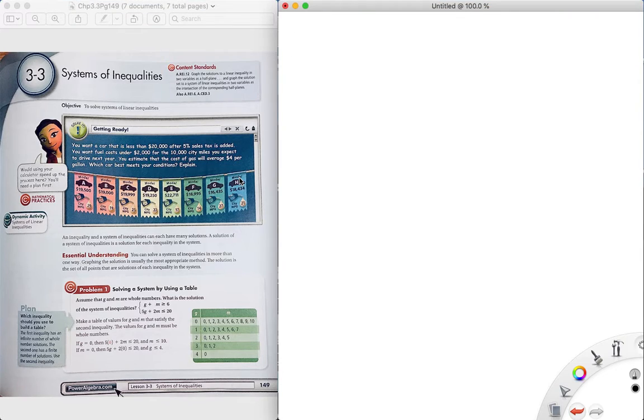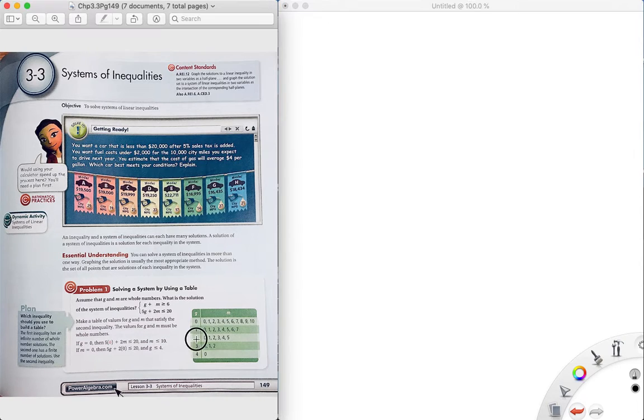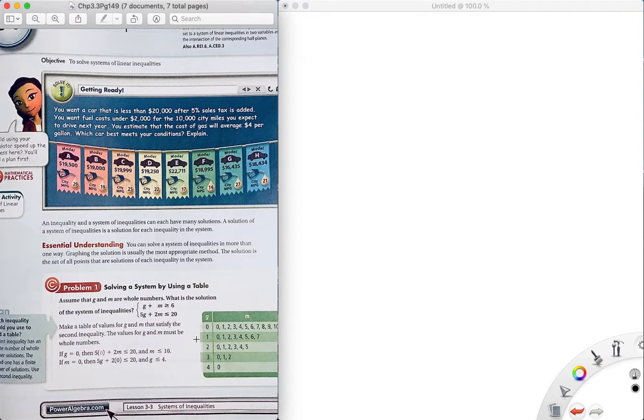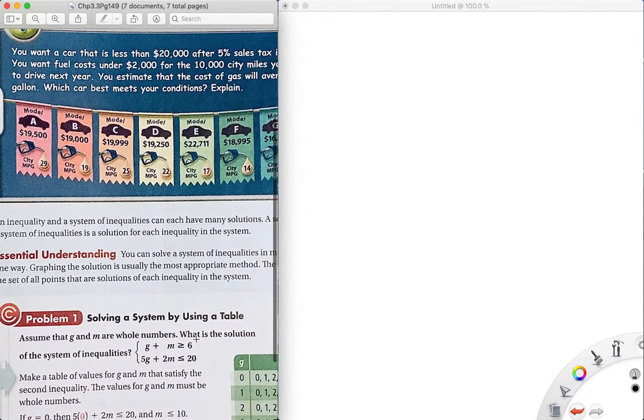Alright, this is Algebra 2, Chapter 3, Section 3, Solving Systems of Inequalities. One way you can solve a system of inequalities is by creating an X table.